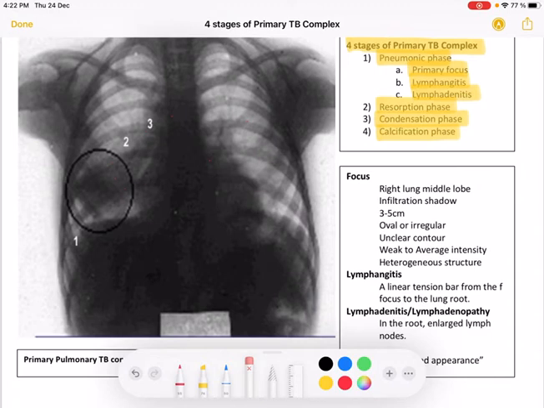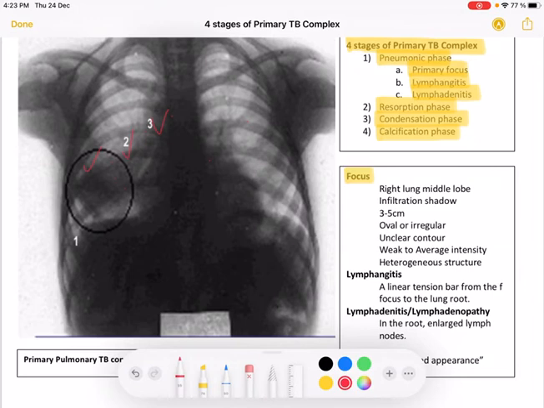So the primary TB complex comprises the focus or the primary focus, and then we have lymphangitis and lymphadenopathy. Okay, lymphadenitis. So these are the three components of the primary complex. So what happens after this? If the body immunity is good, then it resolves, otherwise it progresses to cavity formation. So if you talk about the characteristics of every component of the pneumonic phase, okay, then the first one is the focus. We will discuss the focus and what are the characteristics of the primary focus.